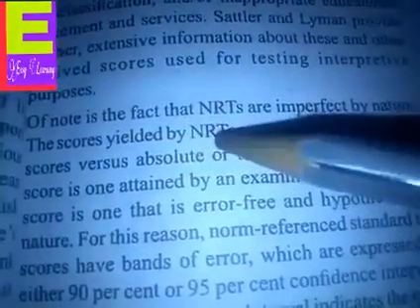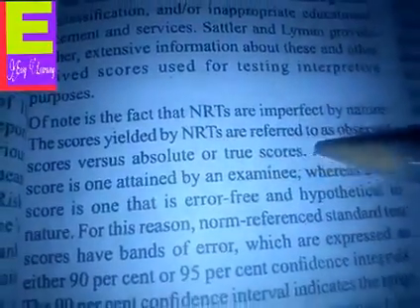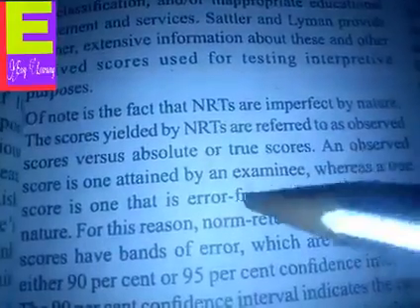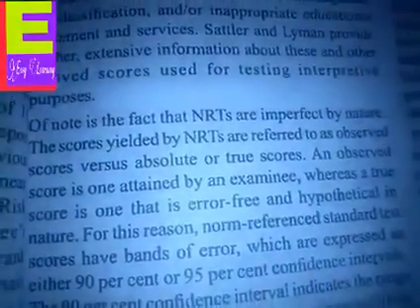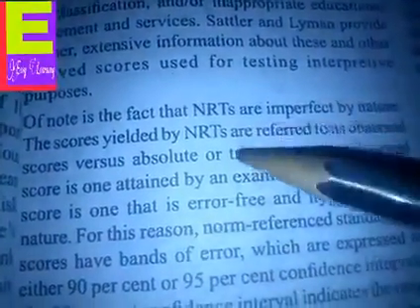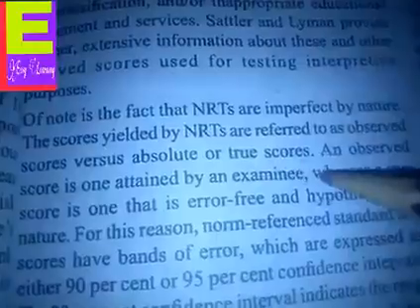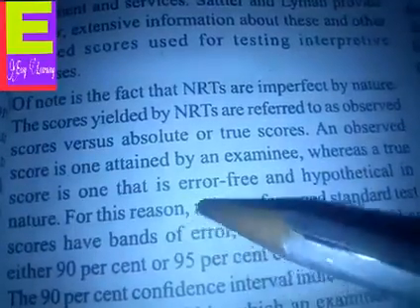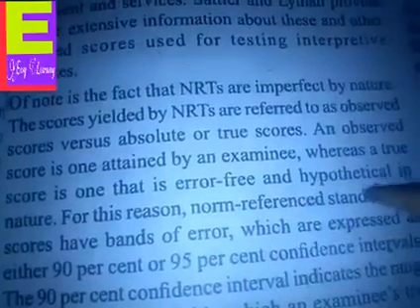Of note is the fact that NRTs are imperfect by nature. The scores fielded by NRTs are referred to as observed scores versus absolute or true scores. An observed score is one attained by an examinee, whereas a true score is one that is error-free and hypothetical in nature.